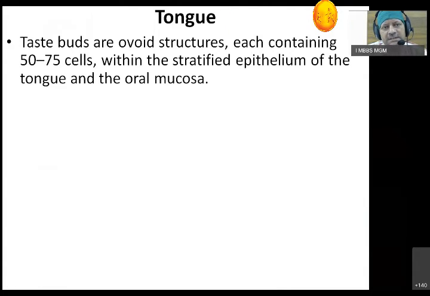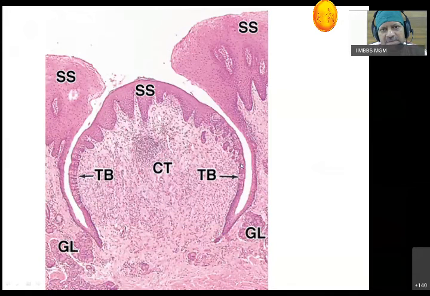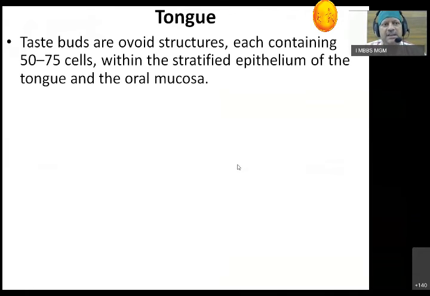Taste buds are ovoid-shaped structures. So what is the basic structure of the taste bud? There are around 50 to 70 cells in each taste bud.